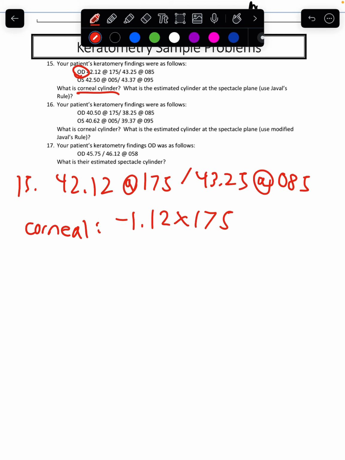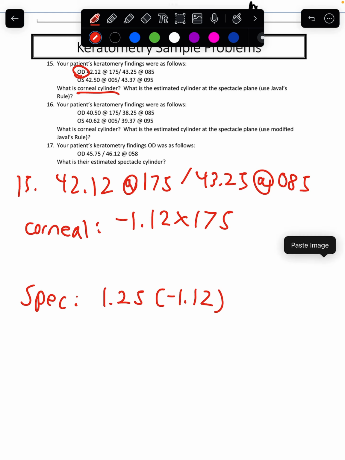So to go from corneal sill to spectacle sill, we're going to apply Duvall's rule. So Duvall's rule is 1.25 times the sill, which in this case, it does matter. Let's keep it a negative number, 1.12. And let's ignore the axis for now. So the axis doesn't come into play with our math. So try to ignore it till you write your final answer.